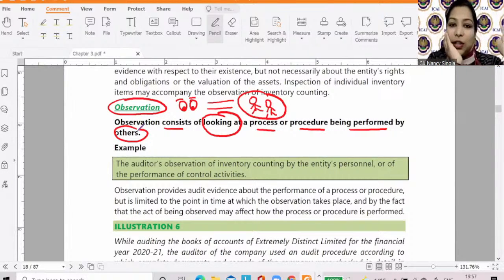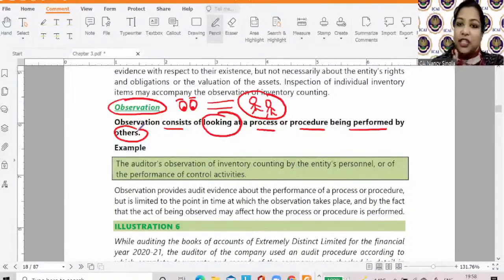So observation consists of looking at the process or procedure being performed by others. Now students, tell me, if I have given you some test, okay, and you feel that no one is looking at you, you might copy from the book, or you may have discussions. Now tell me, if you have an idea that I am observing you, you are going to be a very sincere kid. So the fact that you are being observed, it will have an effect on how you perform, right?